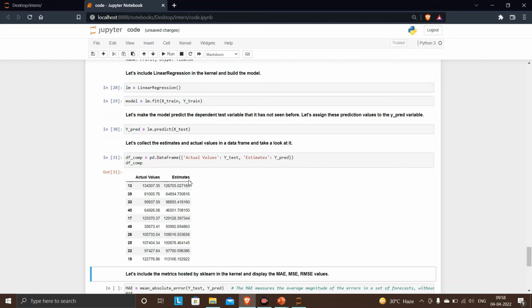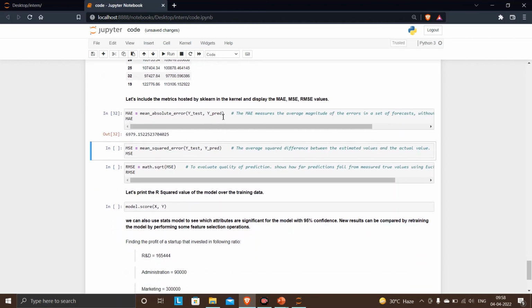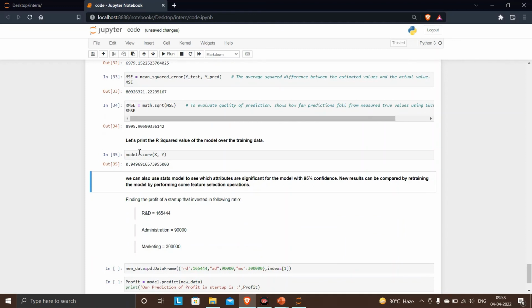This is the data frame which tells us about our actual values and the estimates we got. Finally, we come to our error part, that is, how much error we are getting in prediction values. Here we used mean absolute error, mean squared error, and np.sqrt of MSE, the root mean squared error. These were the errors we got. We can also check the model score, to see how approximately our values are coming.